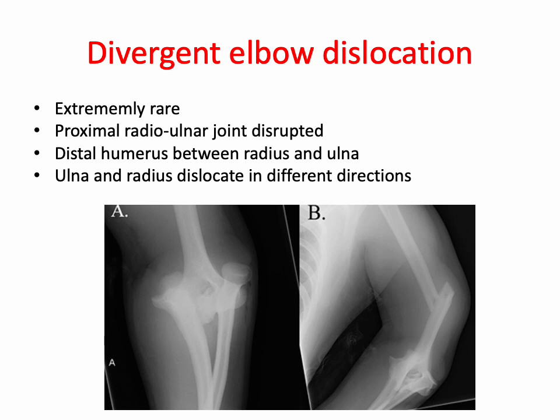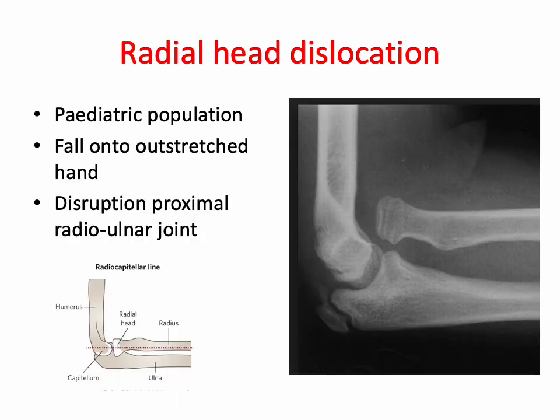Divergent elbow dislocation is more rare. We've got disruption of the proximal radio-ulnar joint with the distal humerus between the radius and ulna, which dislocate in two different directions. You can see here we've also got a mid-shaft humerus fracture as well.